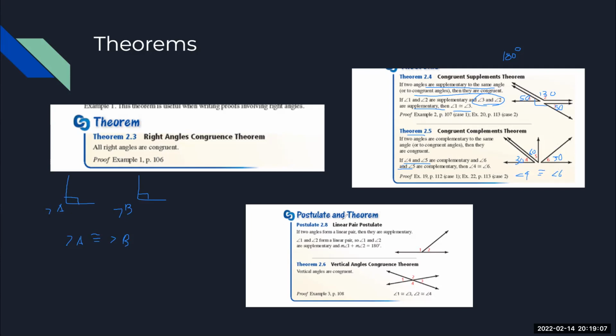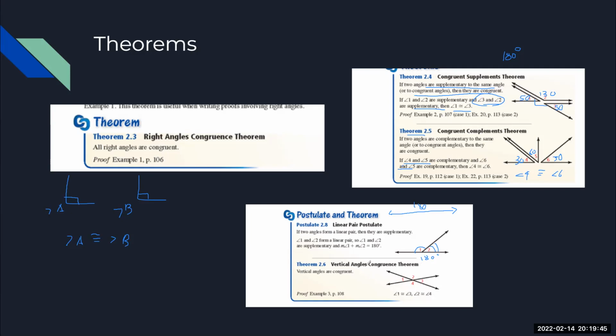Another theorem, postulate 2.8, linear pair postulate. If two angles form a linear pair, then they are supplementary. Angle 1 and angle 2 form a linear pair, so angle 1 and angle 2 are supplementary, and measure of angle 1 plus measure of angle 2 equals 180 degrees. So you know that a line is basically 180 degrees, and essentially this angle plus this angle is 180 degrees. Pretty simple.